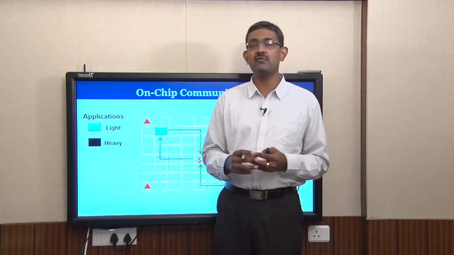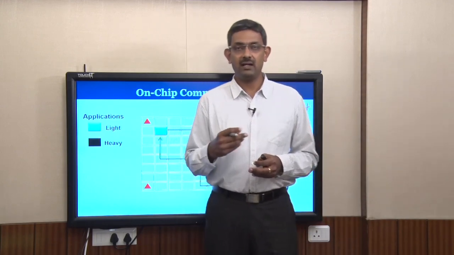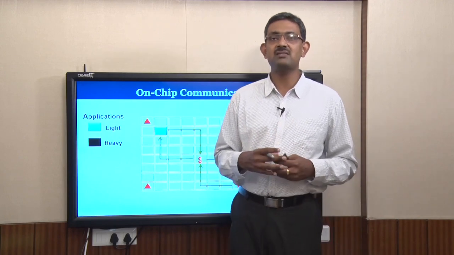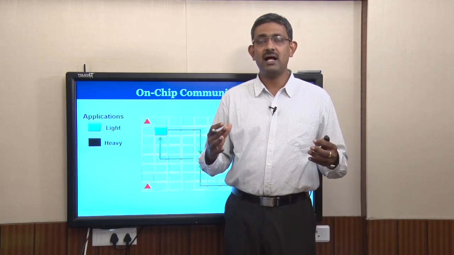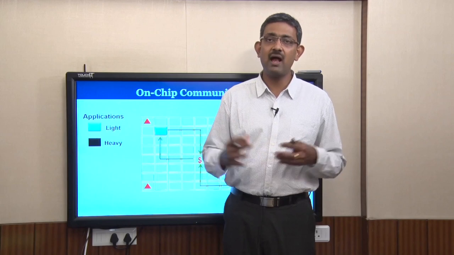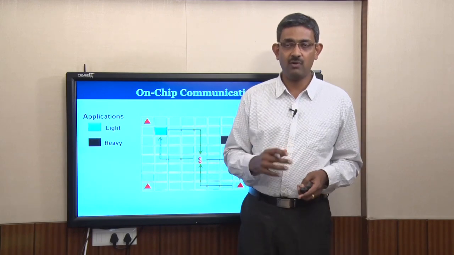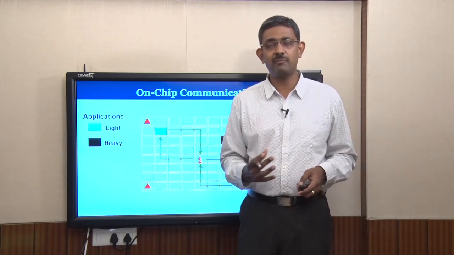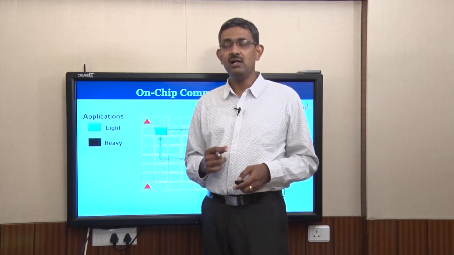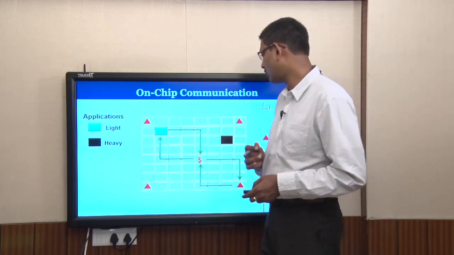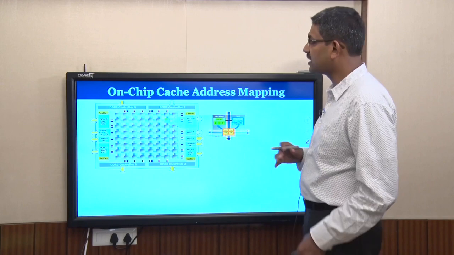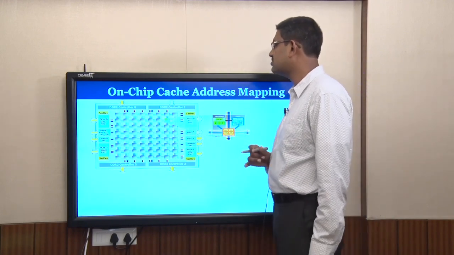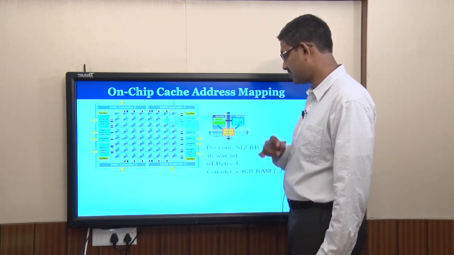So the classification of an application into light or heavy is based upon the number of cache misses that the application is going to have in a given unit of time, or indirectly it is going to be the number of packets this application will trigger into the underlying network on chip. So let us try to revisit the concept of cache address mapping once again.